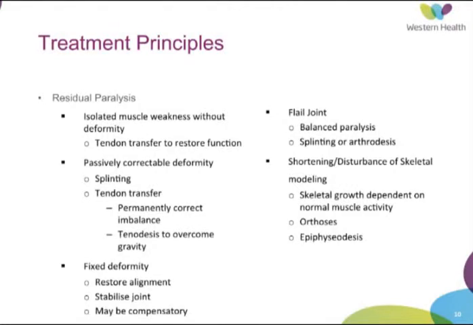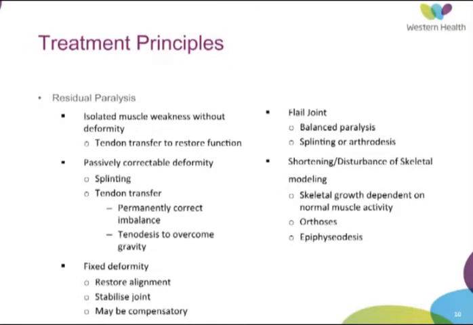You can also have flail joints, and these develop after a balance paralysis, whereby without any muscle pull or tone, there's no ongoing bony deformity. However, it's a difficult joint to manage, so these are typically splinted or arthrodesed. The other consideration is that the vast majority of patients affected by acute polio are those less than five, so it has lasting effects on the growing skeleton because you lose that normal muscle tone and activity, which obviously provides feedback for a growing bone. These are typically treated with orthoses or epiphysiodeses in terms of leg length discrepancies.